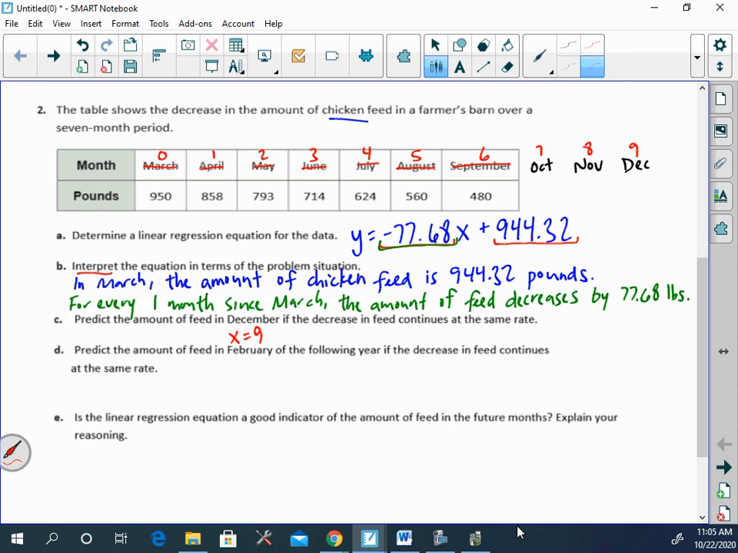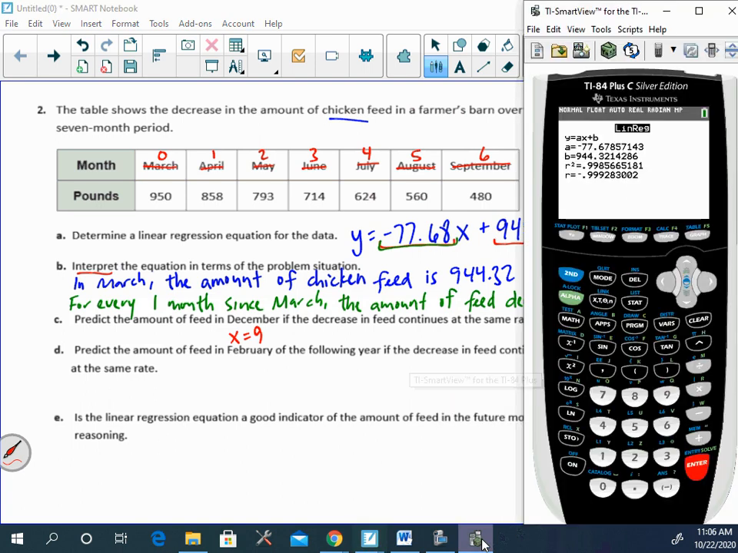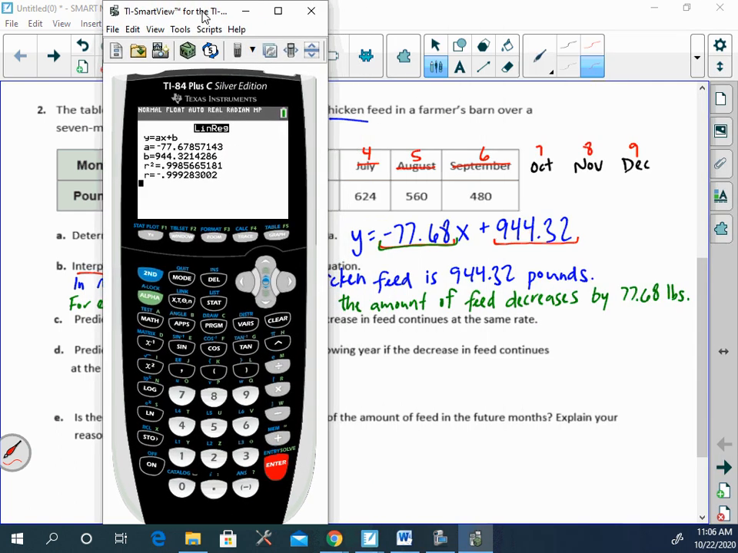And then I am going to put this in my y equals this time. So for number 1, I didn't do it this way. For number 2, I'm going to put this equation in my y equals. So just go to your y equals right up here, and we're just going to type this equation in. So negative 77.68x plus 944.32.